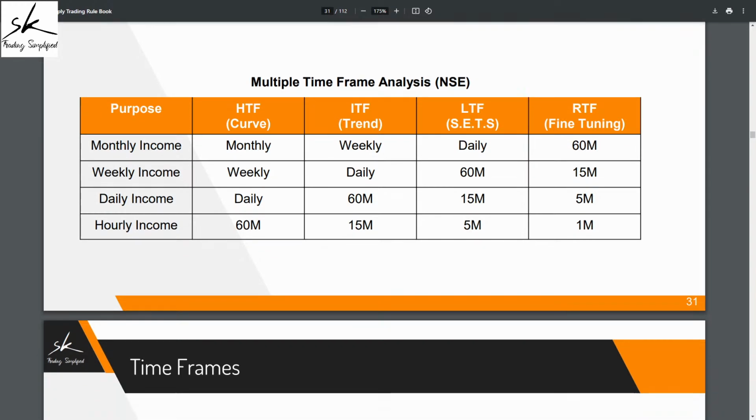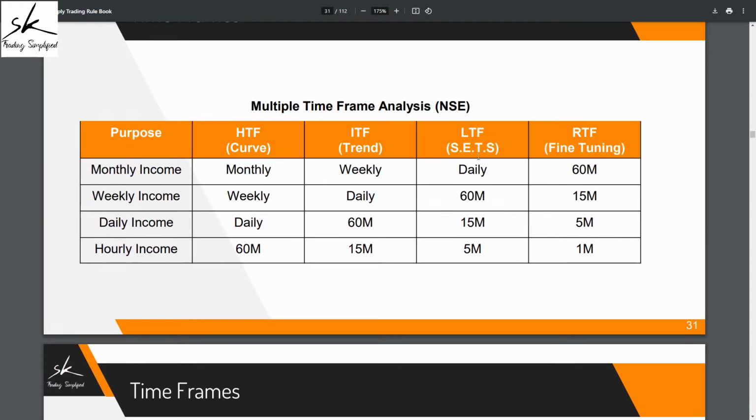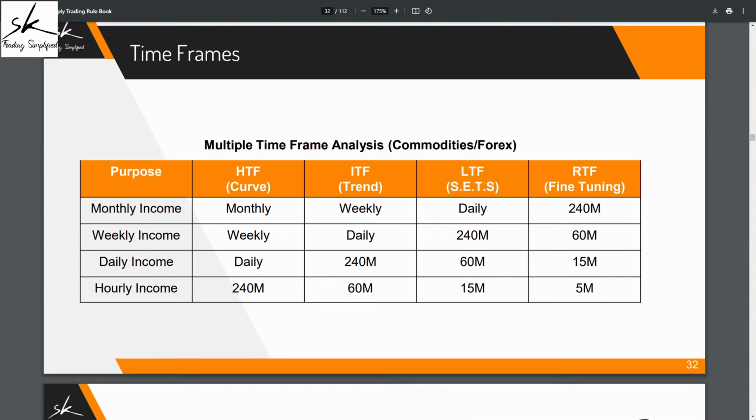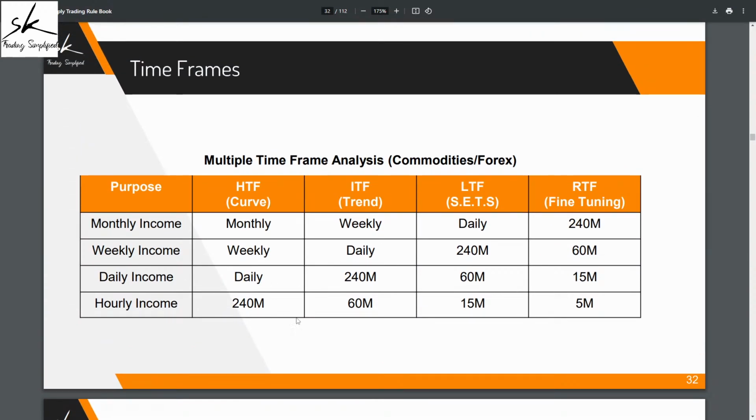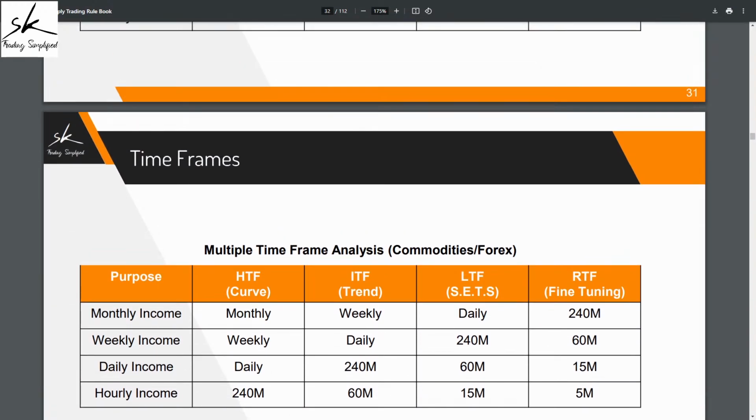Next, what are the 4? In fact, I should also add, now this table that I've given you on page number 31, this is specifically for the Indian NSE market, because this market is only open for 6 hours and 15 minutes. If you are trading markets which are open for longer durations like your commodities, forex, or if you're doing cryptos, then you can look into this table which is on page number 32.